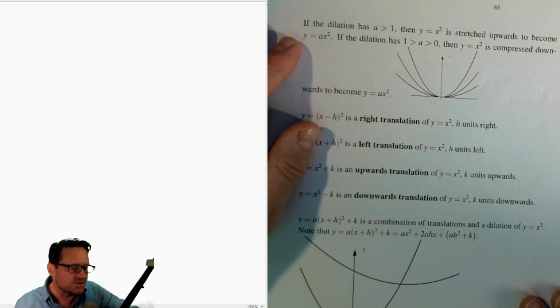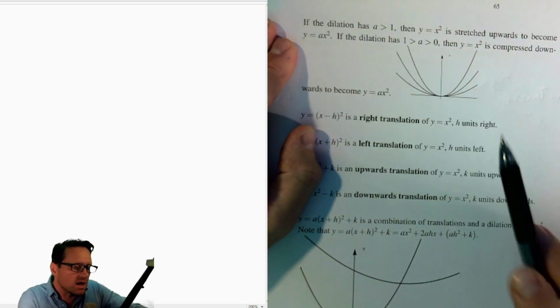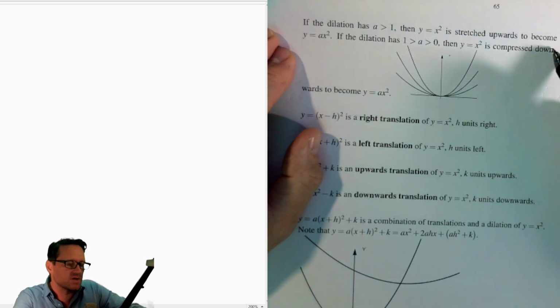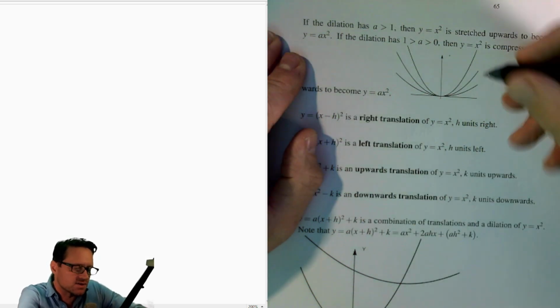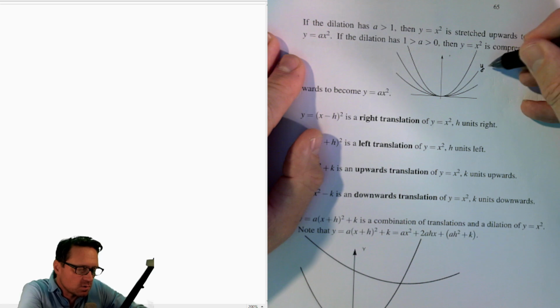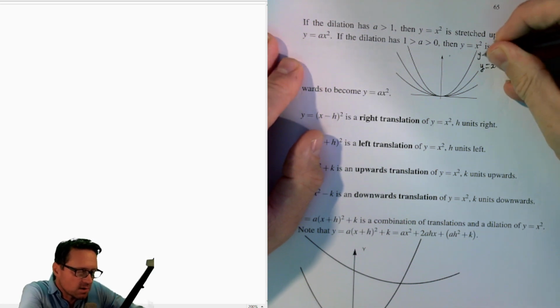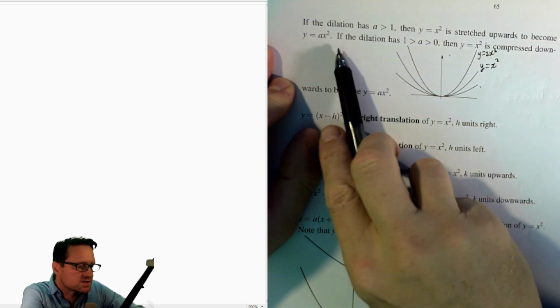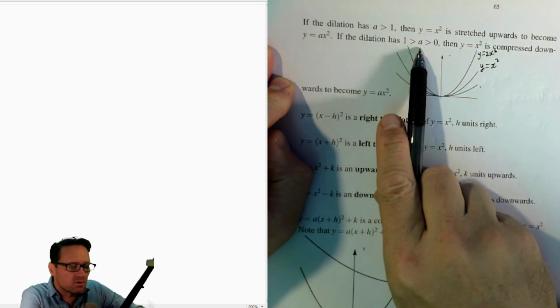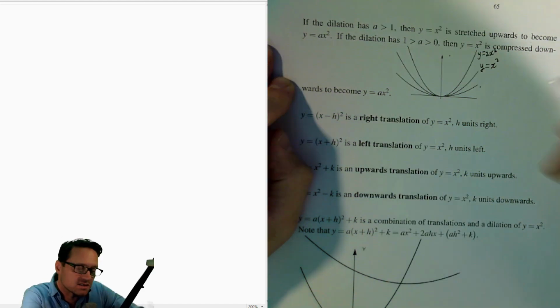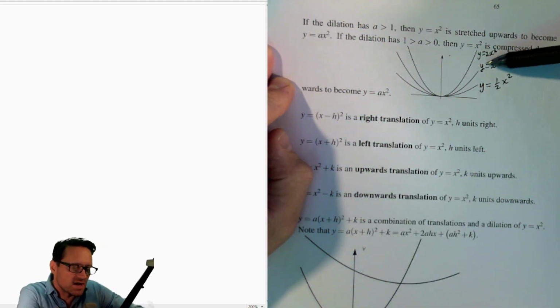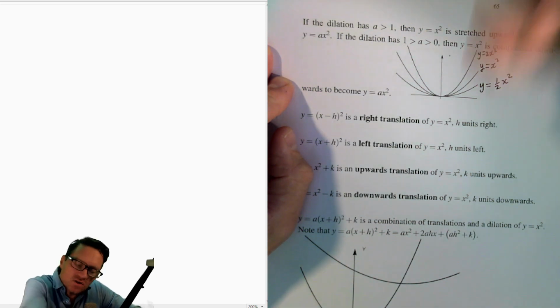Furthermore, if the dilation has a greater than 1, then y equals x squared is stretched upwards to become y equals ax squared. So if we have the middle one being y equals x squared, then this could be something like y equals 2x squared. And then this one down here, which is our case, a between 0 and 1, it's positive but less than 1, say y equals 1/2 times x squared, then it's compressed downwards from y equals x squared. So it's like squashed downward.